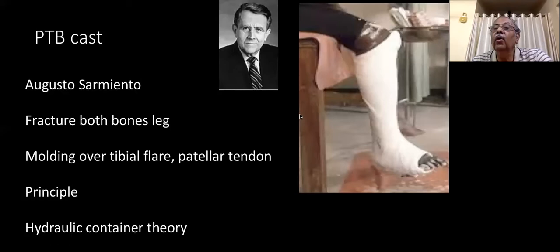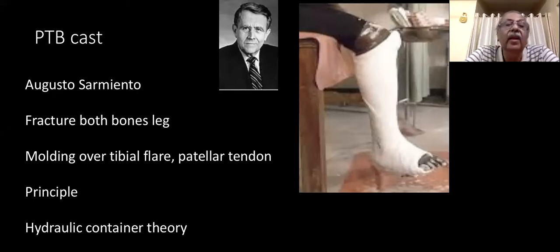With a firm cast, the whole soft tissues will act as a hydraulic column, and it starts transmitting weight. So instead of going through the bone, the weight will be transmitted by the hydraulic column to the upper tibial flare and to the patella. So as the bone starts uniting, the body knows how much weight can go through the bone, and therefore gradually more and more weight starts to be transmitted through the bone.